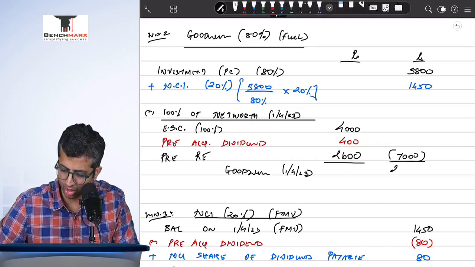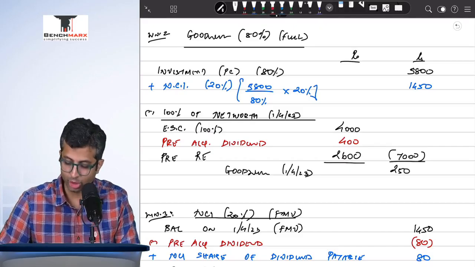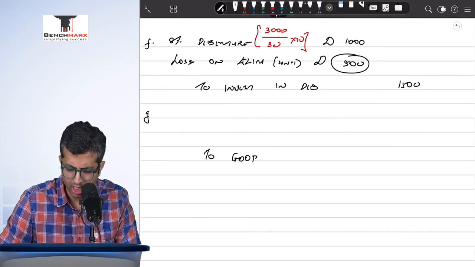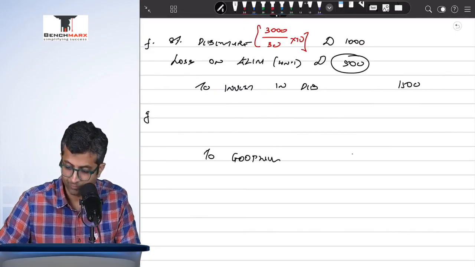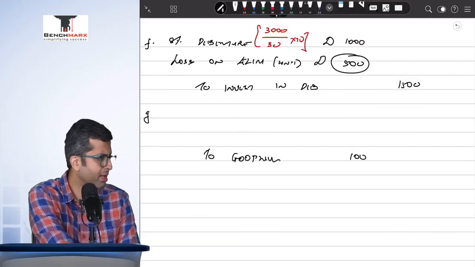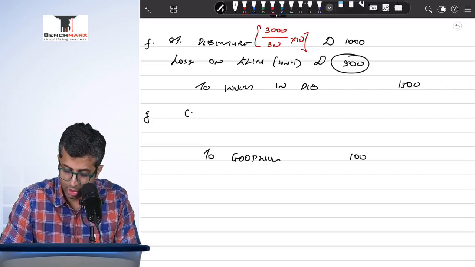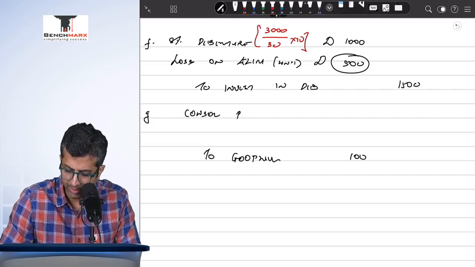Can I say this will be 250 worth of goodwill? And you have been told that out of this there is an impairment. Again, you don't need to separately pass the entry, but this will be an account debit to goodwill. According to you, who will bear the loss? Will the parent alone bear the goodwill impairment loss? No. Can I say parent and NCI both will bear? And hence this will be consolidated P&L account debit.